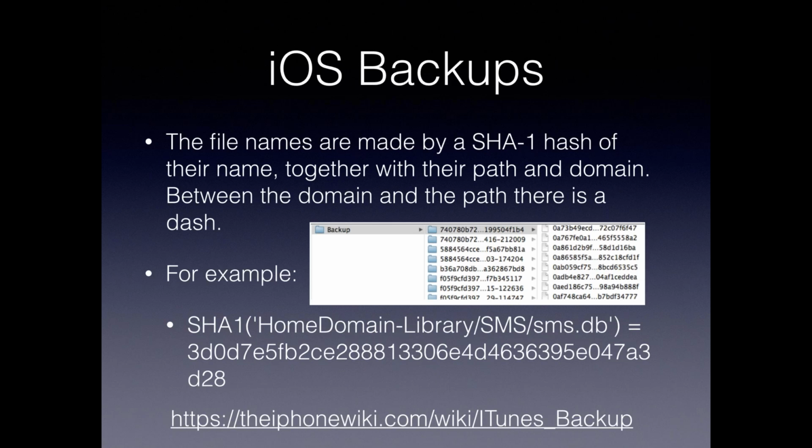The file names are basically made up of the SHA-1 hash of their name together with their path and domain. This is a little example here. In the first picture, you could see that all these directories in my backup directory are different backups for the device. What happens is you have a SHA-1 function that takes your home domain and then the dash library, which is the path. The path is library SMS, sms.db, and you take that and you get a SHA. So that's basically all those different hashes you're looking at in the backup directory right there.